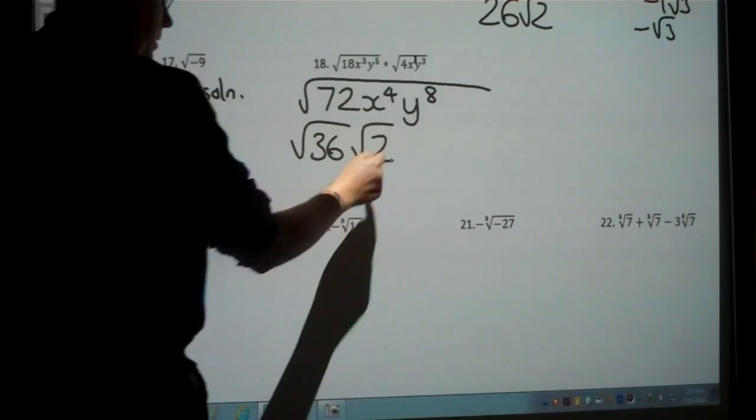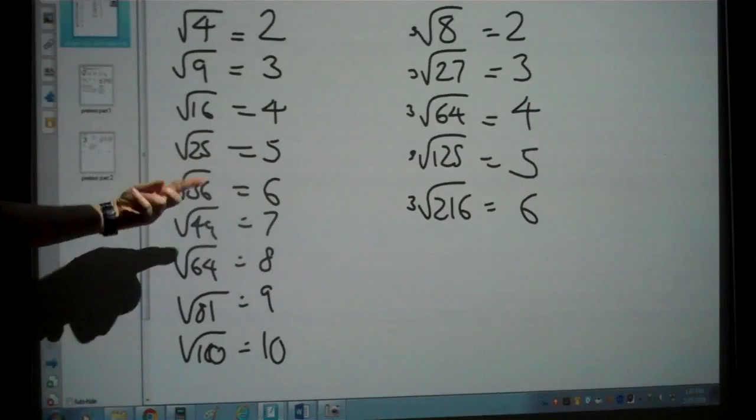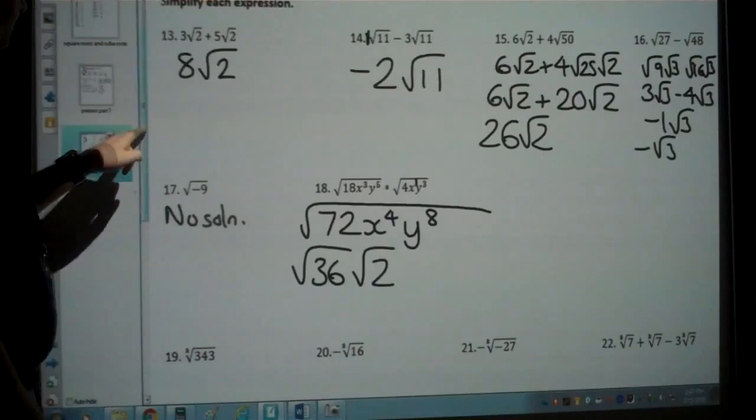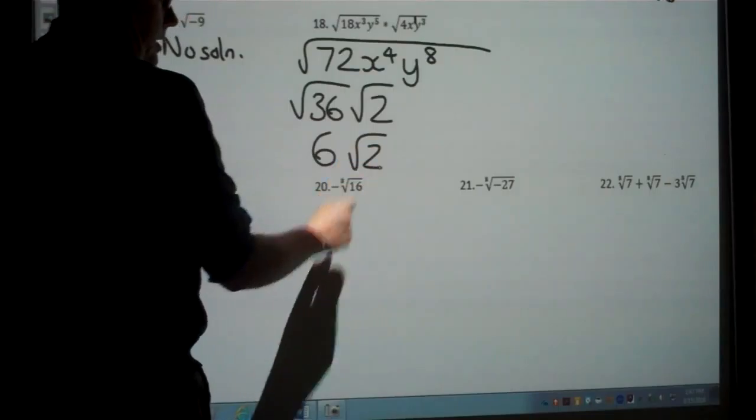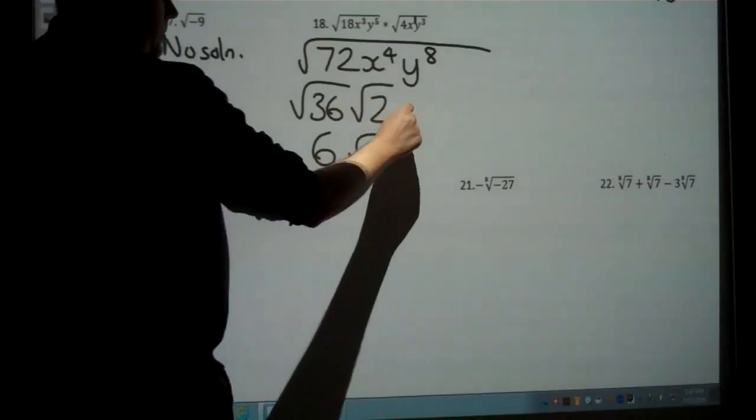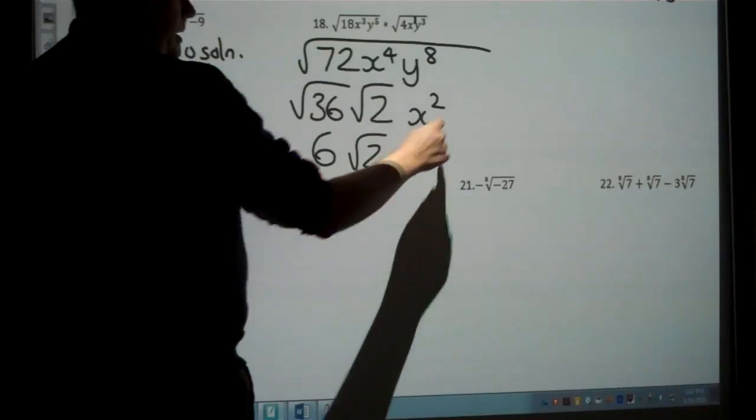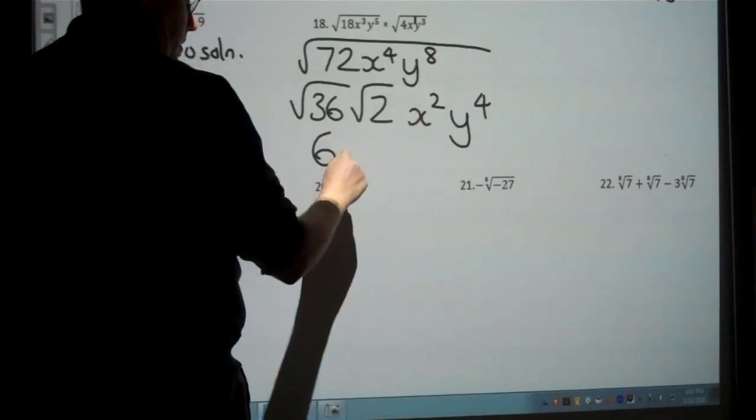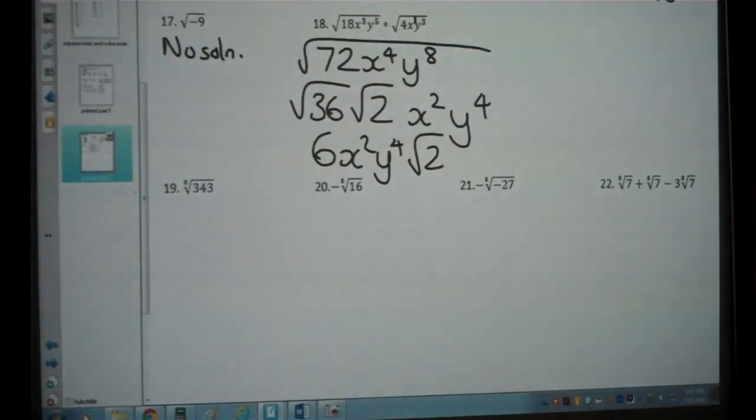The best combination is 36 and 2. If we go onto our list, 72 does not divide by 64, does not divide by 49, but it does divide by 36, so I know that's the one I want to go with. And then the square root of 36 is 6, and radical 2 I've got to leave. As this is an even number, 4 divides by 2 perfectly, so I can just put x to the power of 2 by halving this exponent. Same with y to the 8, it halves perfectly, so I can put y to the power of 4. All the ones that don't have a square root, I'm going to bring to the front, and then the one that did have a square root goes at the end of my answer.